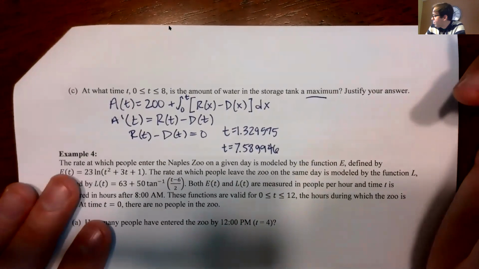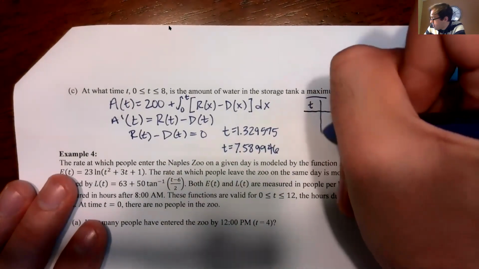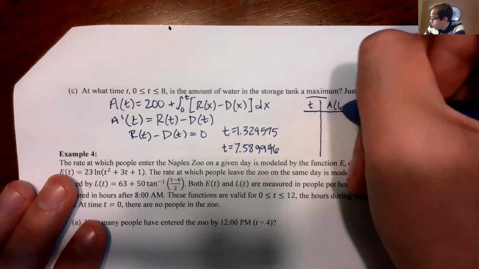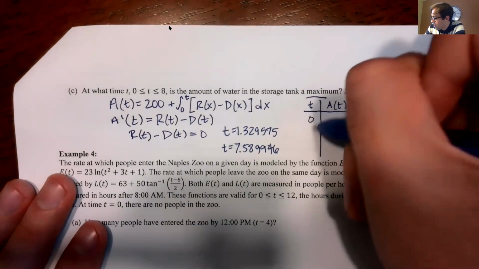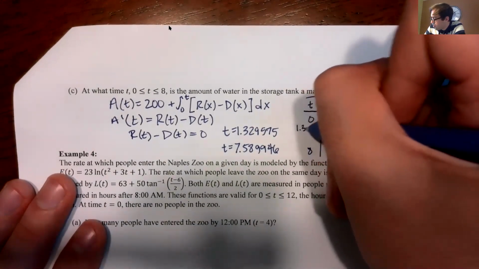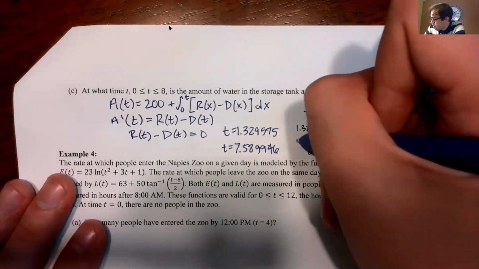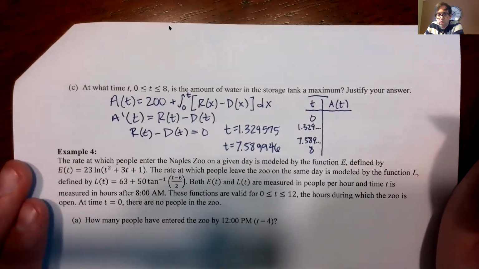Okay, so then I'm going to set up my t and a of t to see which one of these is the actual maximum. We've got to include our endpoints and then these t's. So we've got 1.329, etc., 7.589, etc. Those are the t values we're trying.